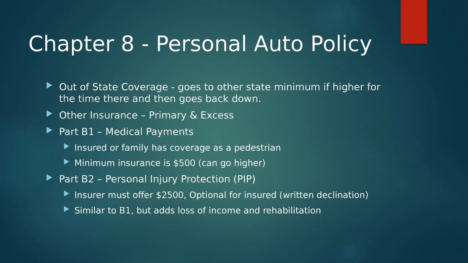So what you additionally get here over the medical payments, which would be $2,500 per person but can go higher, is that in addition to those medical or funeral costs, you're going to add on the loss of income and any rehabilitation services that are going to be needed onto the PIP coverages over the medical payments B1.